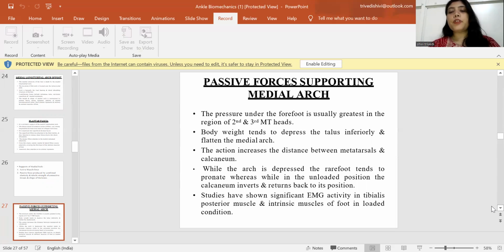Body weight tends to depress the talus inferiorly and flatten the medial arch. The action increases the distance between the metatarsals and the calcaneum. While the arch is depressed, the rear foot tends to pronate, whereas in the unloaded position, the calcaneum inverts and returns back to its position. Studies have shown significant EMG activity in the tibialis posterior muscle and intrinsic muscles of the foot in the loaded condition.